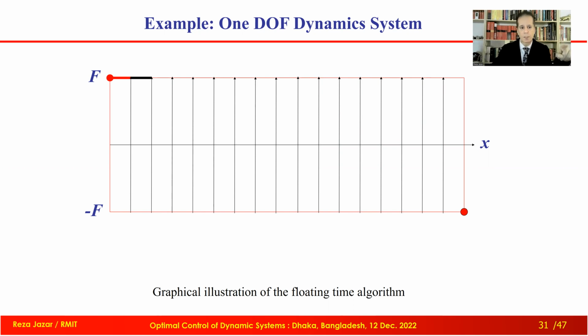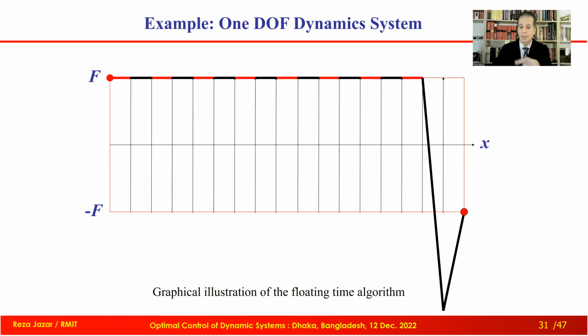So I start here and find the time interval, floating time. And I know that at the end point, I must have minus f. Now you see the last 3 points. The middle one requires one value for f, which is huge, breaking the rule. It's not the solution. So I take this one out and move backward until I find the right solution.